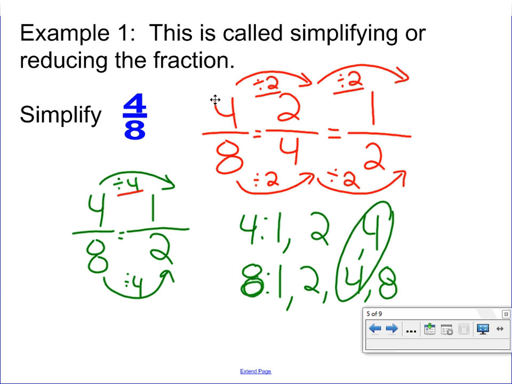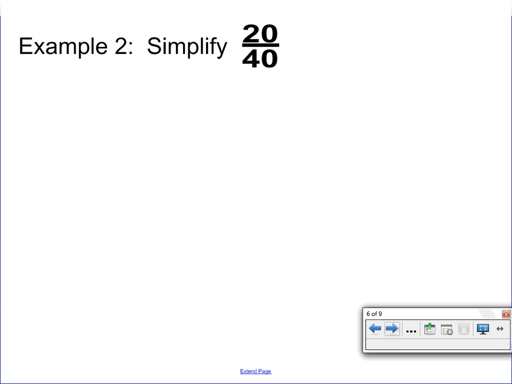Okay? So it's a matter of how you want to do it. Now, some people might argue, well, it's just as easy to divide by 2 twice as it is to find the greatest common factor and then do the division. Whichever way works for you. But finding the greatest common factor can make it much quicker. Let's try another one. These are some bigger numbers here.